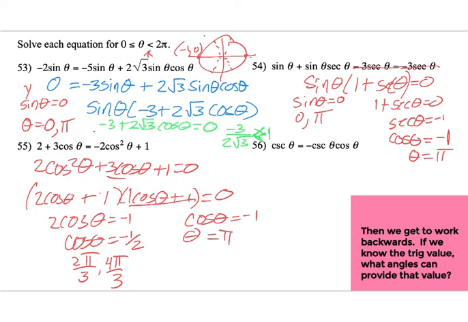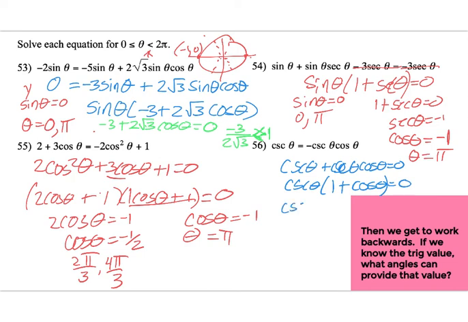For the next one, I'm running out of room here, so I'm going to try to fit this in, but I'm not sure that I can. I'm going to bring everything to one side again. Cosecant of theta plus cosecant of theta cosine theta is equal to 0. Factor out a cosecant theta, and we end up with 1 plus cosine theta is equal to 0.